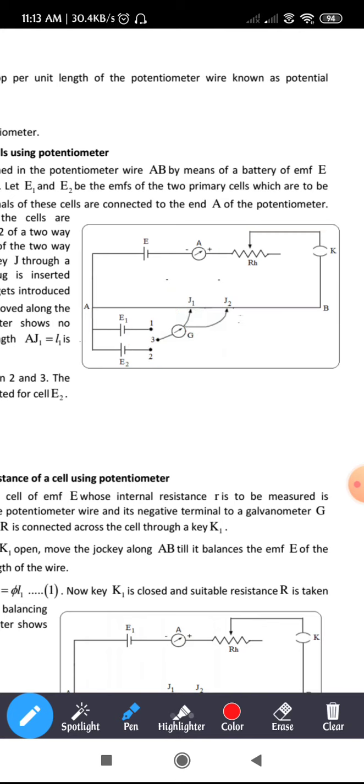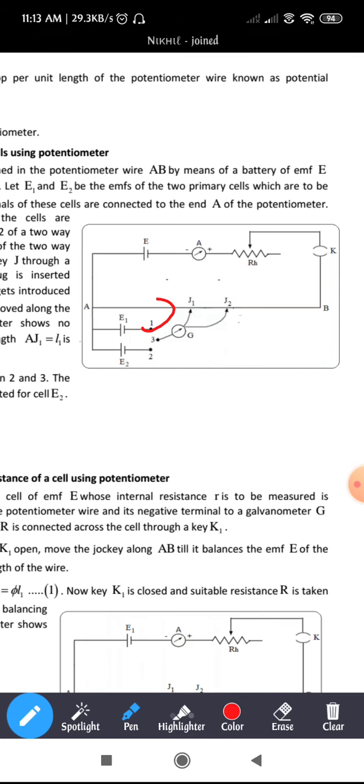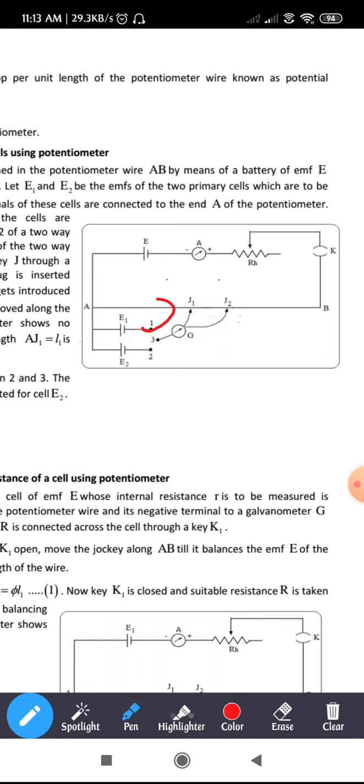And here, the negative terminal of the Leclanche cell and the negative terminal of the Daniell cell have been connected to a commutator key, we call. It's a two-way key. As you know, the negative terminal of the first cell has been connected to the first terminal, and the negative terminal of the second cell has been connected to the second terminal. The third terminal has been connected to the galvanometer. Again, from the galvanometer, the other end has been connected to the jockey.